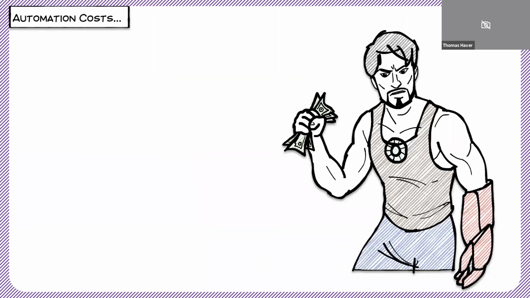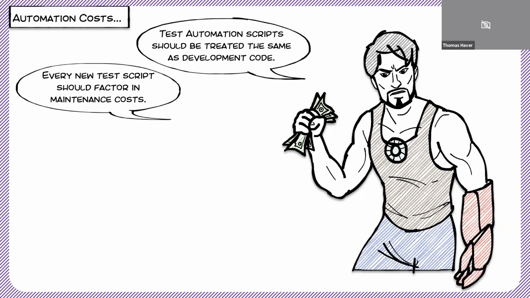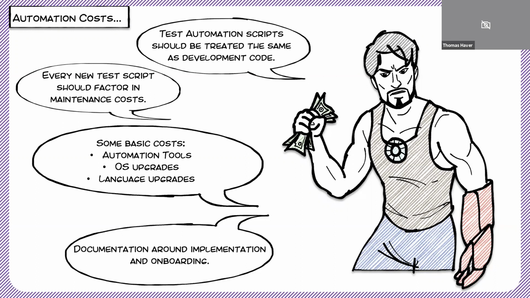You also need to change the mindset. From the approach perspective, as I mentioned, we should treat our automation scripts the same as our development code. What does that mean? Every new test script that you write should factor in the maintenance costs. It's an investment that you are making long-term in that test script. So it's not just the cost of writing it the first time, it's the cost of updating it for the tooling you have associated with it, OS upgrades, language upgrades, as well as things like documentation, implementation, onboarding. All of these things go into supporting your automation tool.